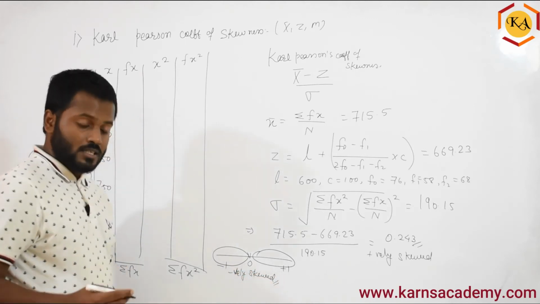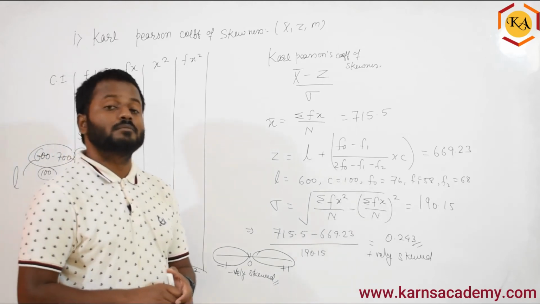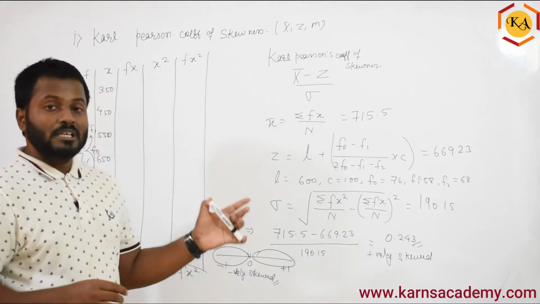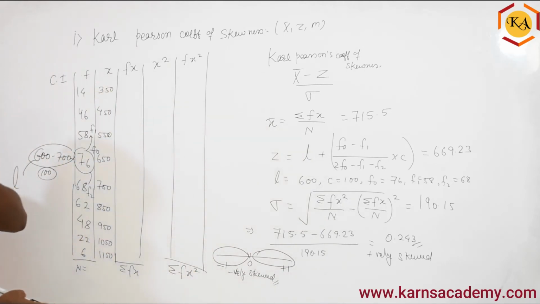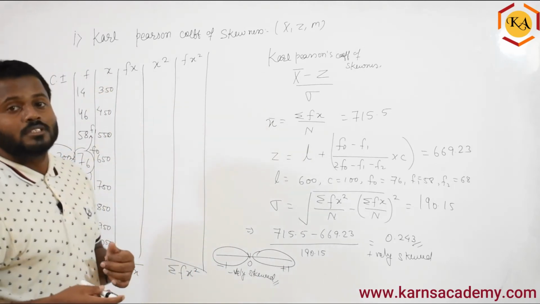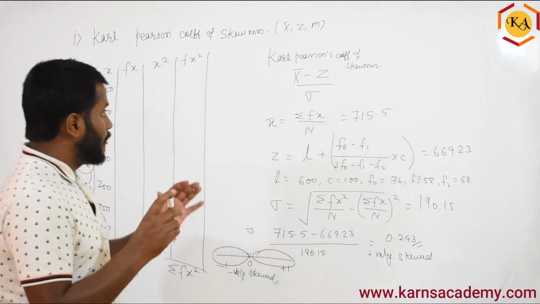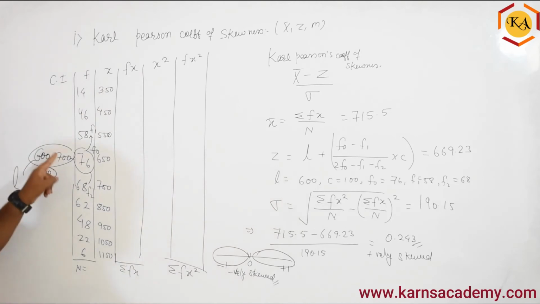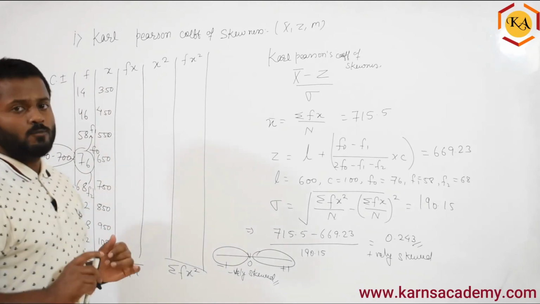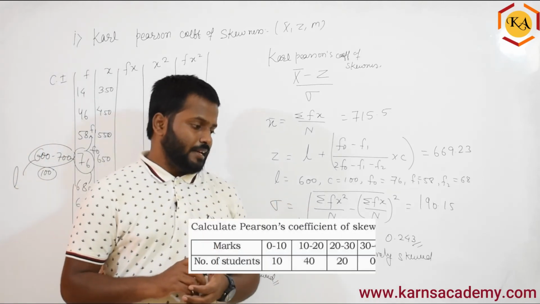Remember, if your answer is greater than 1 or less than minus 1, please check, because somewhere you would have made a mistake. So this is how we calculate the Karl Pearson coefficient of skewness based on this particular formula where mode is defined. Now let's see one more question which is displayed on your screen.